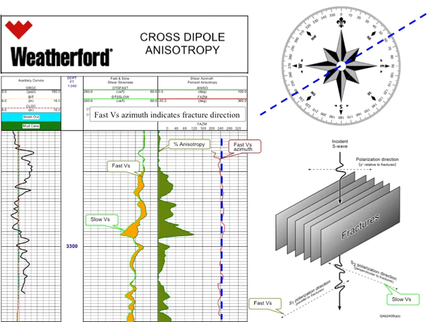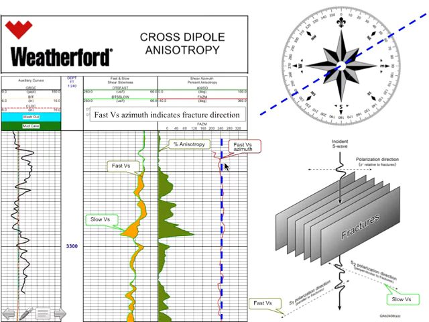Also with wireline, we've got the idea of the cross-dipole sonic that gives us both a fast and a slow shear wave shown in this track, and wherever they separate, we get this orange color. The physics of this is that if you have a set of vertical fractures and you put in an arbitrarily polarized wave, it will split into two parts. One part, perpendicular to the fracture plane, is slow; another part is fast.